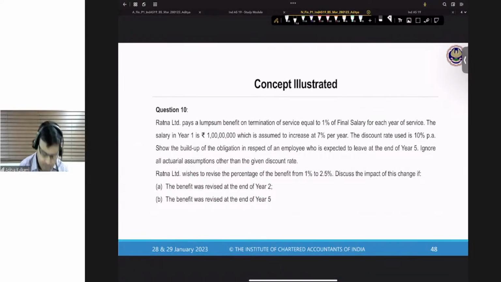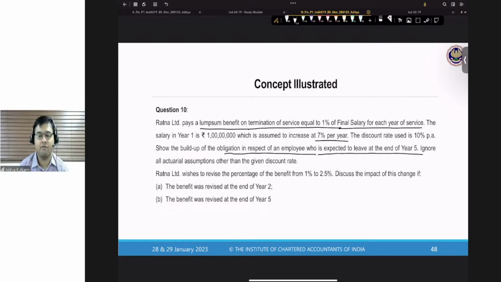Ratna Limited pays a lump sum benefit on termination of service equal to 1% of final salary for each year of service. Salary in year 1 is 1 crore, assumed to increase at 7% per year. Discount rate is 10%. Show the buildup of the obligation in respect of an employee who is expected to leave at the end of year 5. Ignore all actuarial assumptions other than the given discount rate. So this becomes the first part. We have to show the buildup.